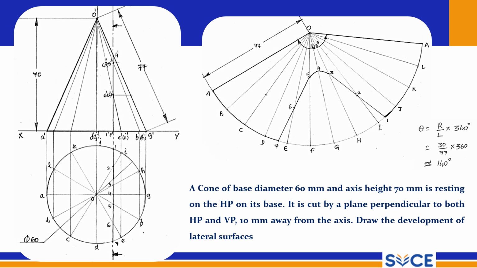So please try this; it will be a very interesting problem and also a very simple problem. You have only 7 cutting points, because it is not cutting all the generators, it is cutting only one side generators. So you will get only 7 points. If you project those 7 points onto the development, you will get the left portion development. So please try this problem.